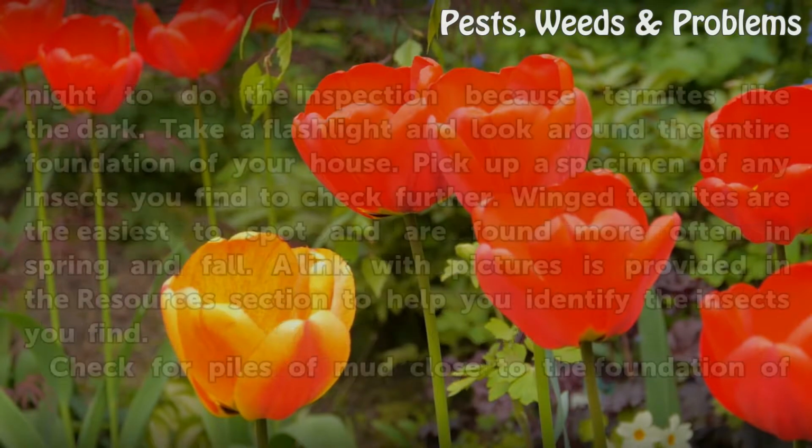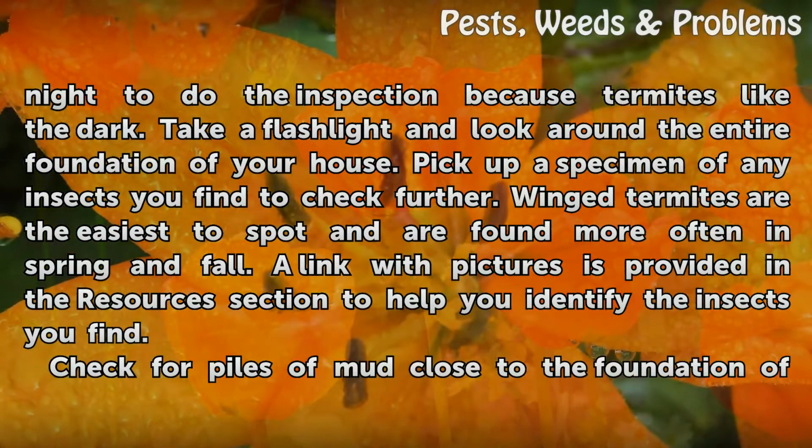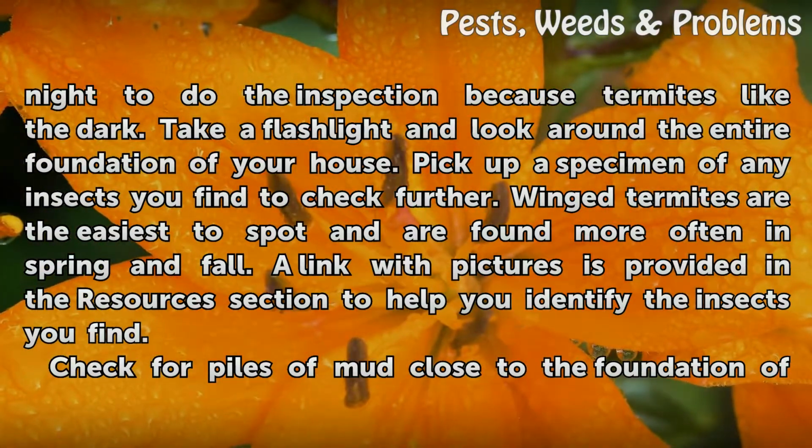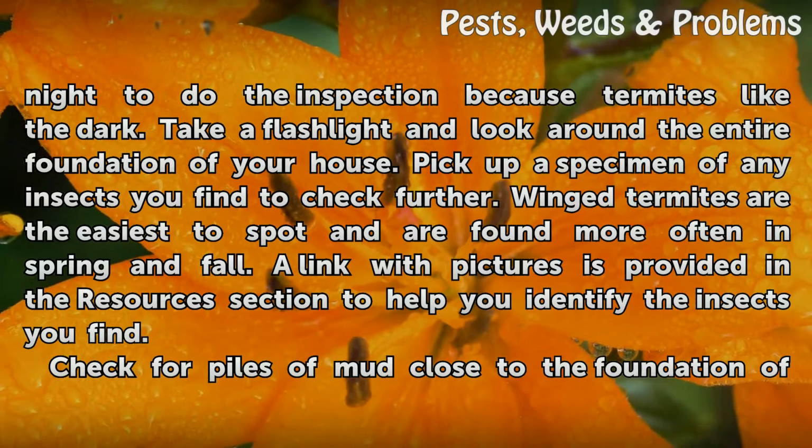Inspect the foundation of your home. Wait until night to do the inspection because termites like the dark. Take a flashlight and look around the entire foundation of your house. Pick up a specimen of any insects you find to check further. Winged termites are the easiest to spot and are found more often in spring and fall. A link with pictures is provided in the resources section to help you identify the insects you find.